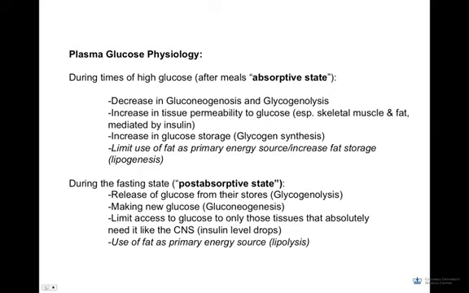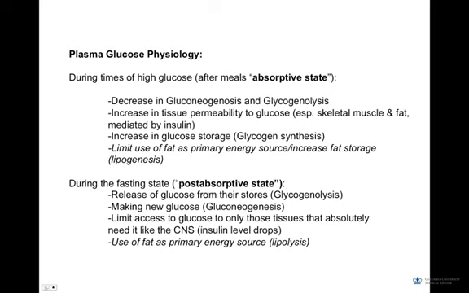So then during the post-absorptive state, we are going to start to limit the access to glucose to only those tissues that absolutely need it, like the central nervous system. The liver is going to start to break down its glycogen stores, and that process is called glycogenolysis. It's going to start making new glucose. That process is called gluconeogenesis.